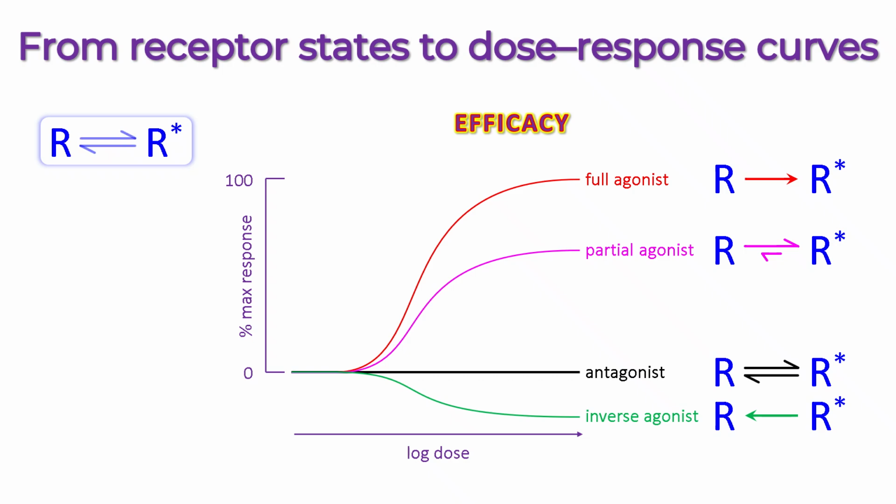Efficacy reflects the maximum response a ligand can produce relative to basal activity. A full agonist has high positive efficacy. A partial agonist has lower positive efficacy. An antagonist has zero efficacy, and an inverse agonist has negative efficacy. In the two-state model, efficacy reflects how strongly binding stabilizes the active state relative to the inactive state.